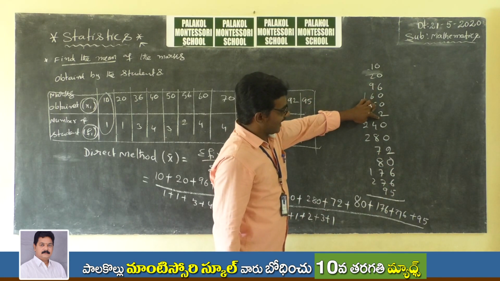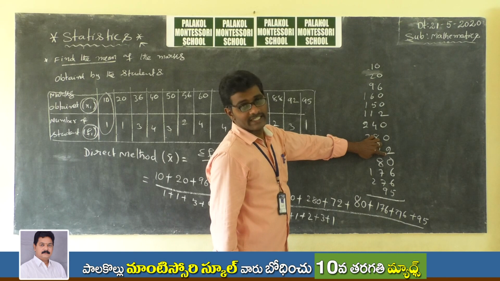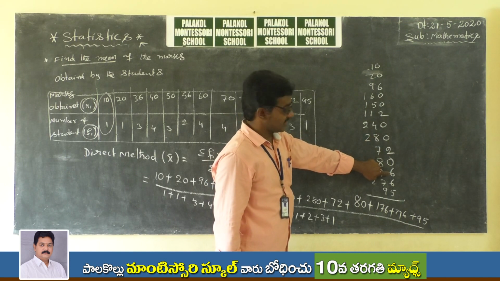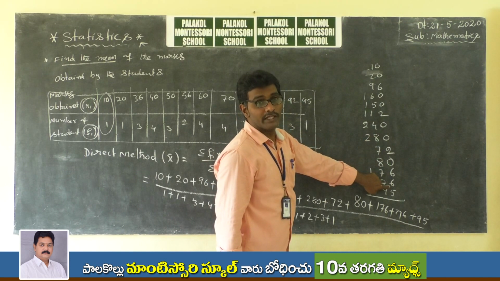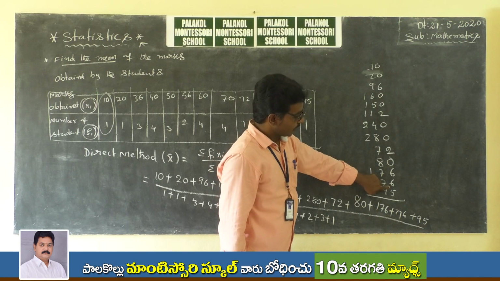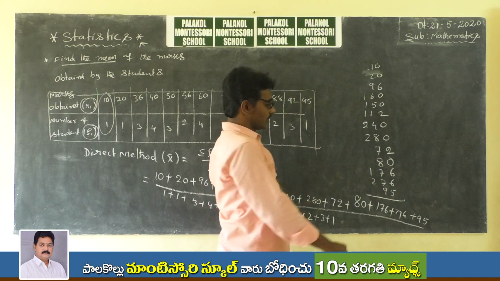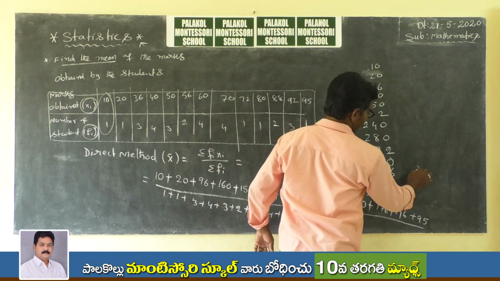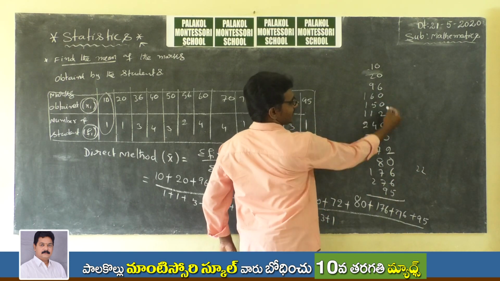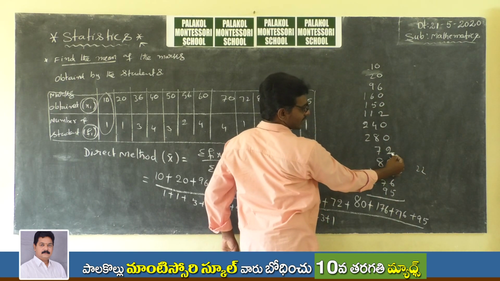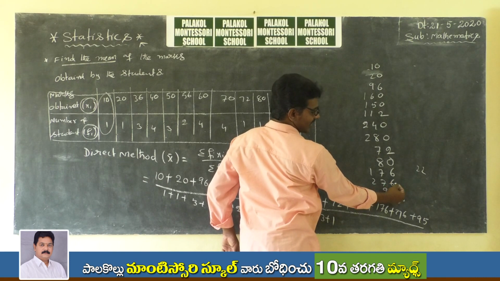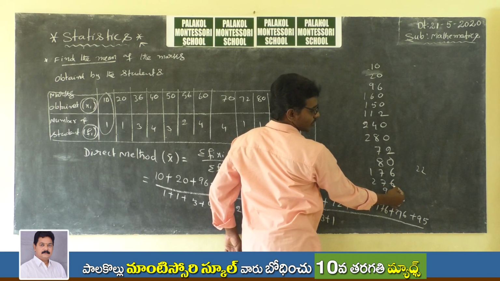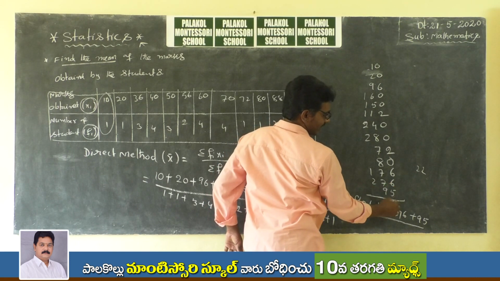6 plus 2, 8. 8 plus 2, 10. 10 plus 6, 16. 16 plus 6, 22. 22 plus 5. So that is a 22 plus 5. Once again, 6 plus 2, 8. 8 plus 2, 10. 10 plus 6, 16. 16 plus 6, 22. 22 plus 5, 27.